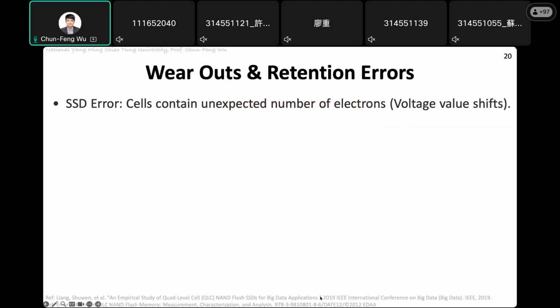So let's move on to the next one. If you have some experience buying an SSD, usually an SSD is not that stable, right? Maybe you buy an SSD for 1 year or 2 years, and there are errors inside. So we are going to talk about the errors part. The title is wear outs and retention errors. So what is wear out? Wear out is like this.